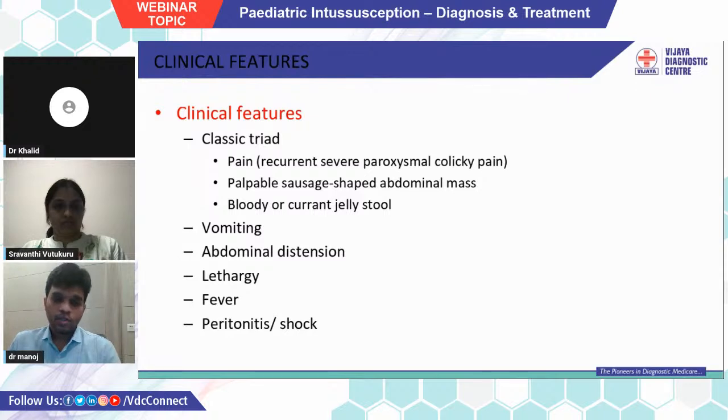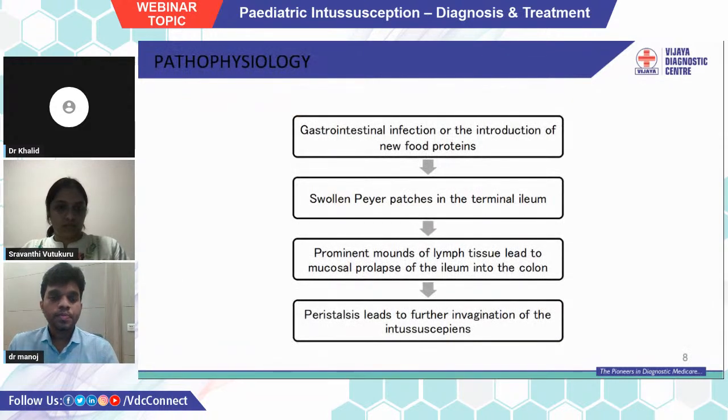This triad is actually present in only 30 to 40% of the cases, but if there is pain as well as an abdominal mass, there is a 90% positive predictive value that this could be intussusception, and the predictive value increases to 100% if all three of them are there. The other clinical features include vomiting, abdominal distension, lethargy, fever, peritonitis, and shock.